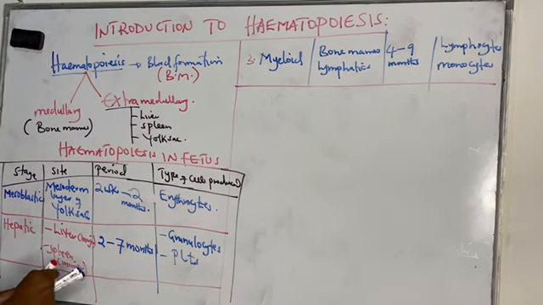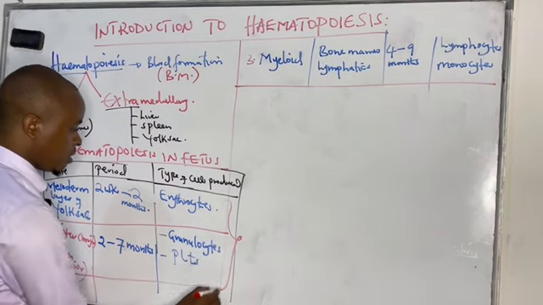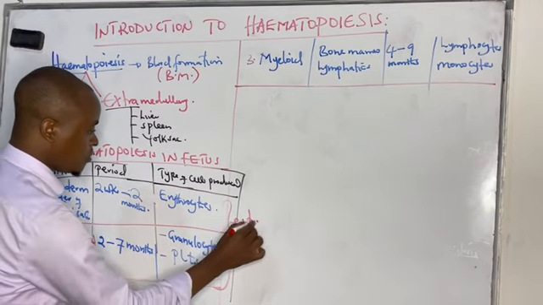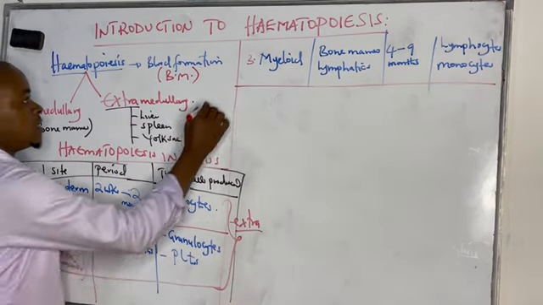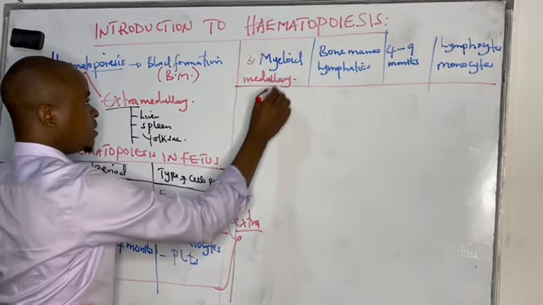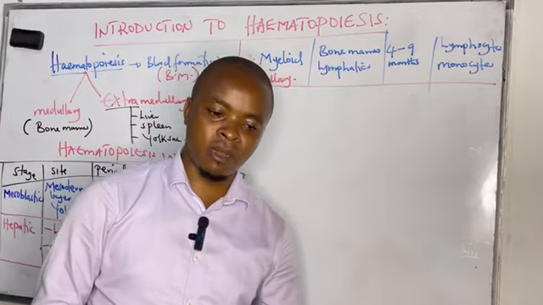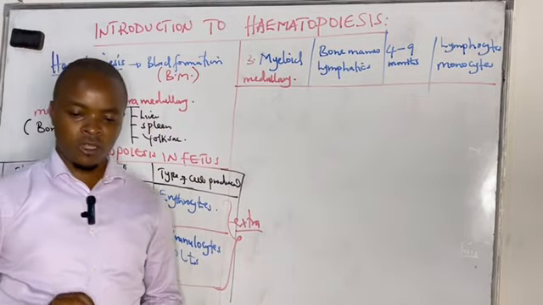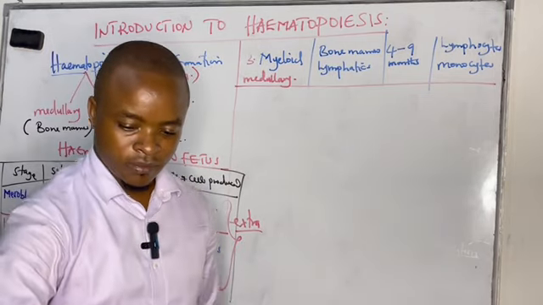So these first 2 stages, that's why we have called them extramedullary. These ones are extramedullary because they are occurring outside the bone marrow. Then the last is medullary because it is occurring within the bone marrow. So this is how we can describe haematopoiesis in general in fetus. That's how it occurs in fetus.